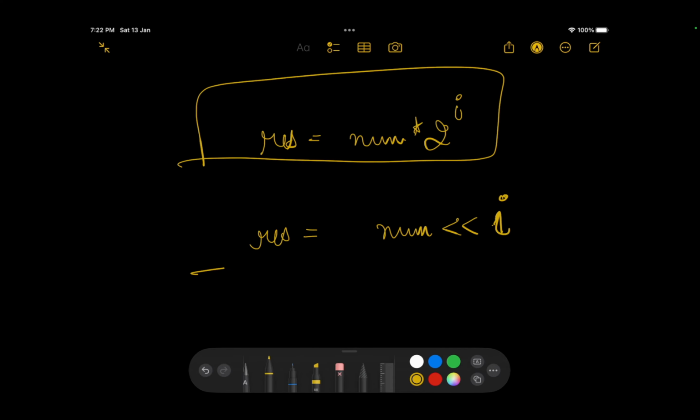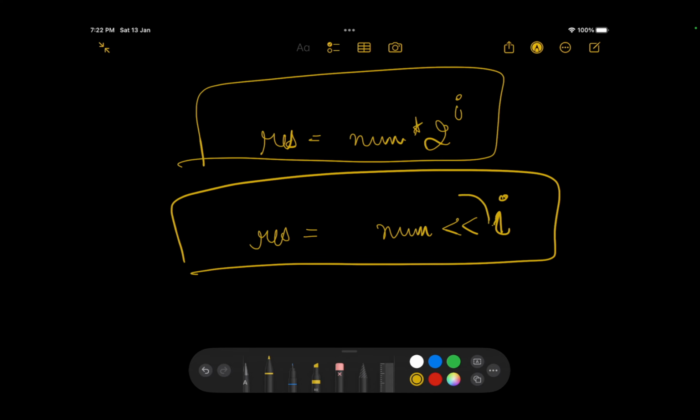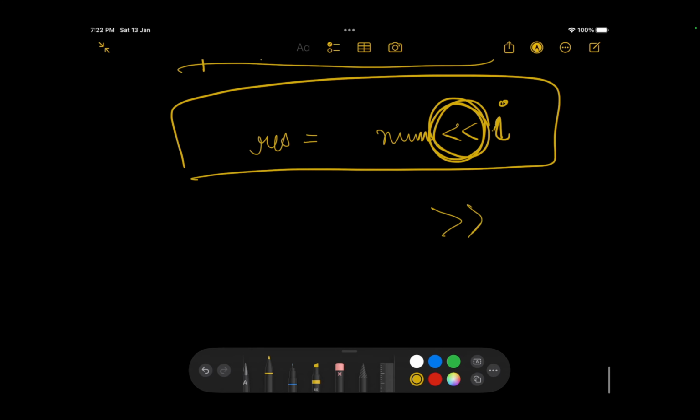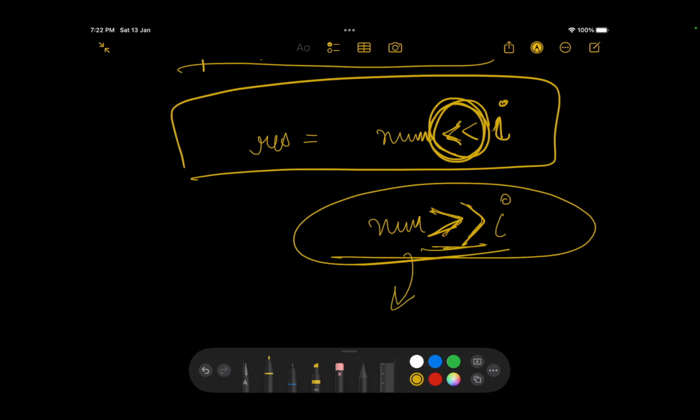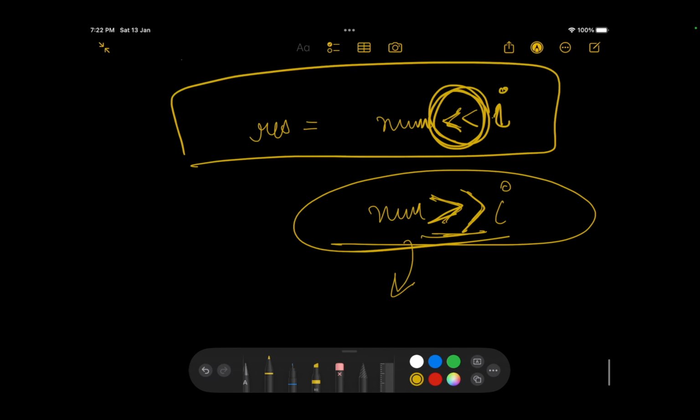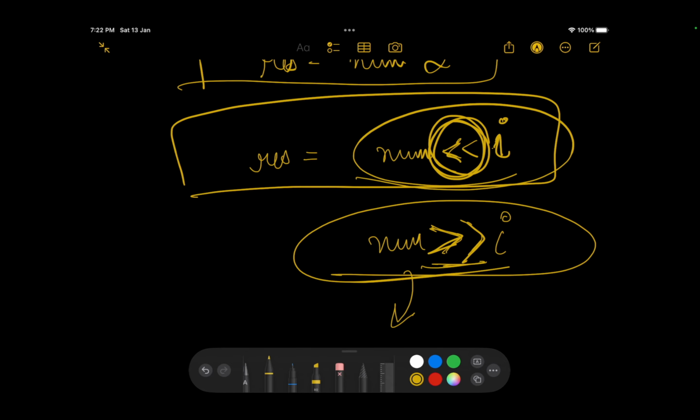So I over here. Now this is the way you write a left shift, and this is the way you write a right shift. One of the ways to remember it is that this seems like an arrow pointing to the left, so the number would be left shifted. This seems like an arrow pointing to the right, so the number would be right shifted. So this becomes right shifting the number by I units, and this becomes left shifting the number by I units.